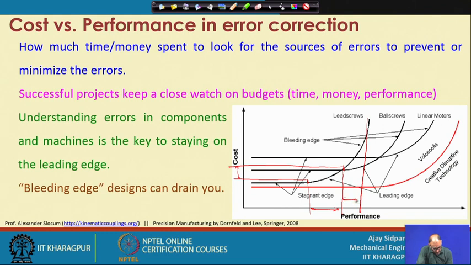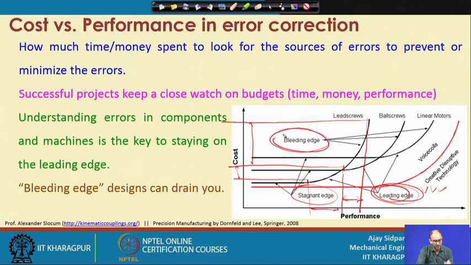So, now you can see this is a very small increase in performance, but you are spending a larger amount of cost here. So our objective is to stay within this particular leading edge, that is very important. If you are getting this, that is a standard machine, but if you want to increase the capability of that machine, you have to always stay in the leading edge and avoid this particular bleeding edge, so that you can get more performance compared to the money you spend.